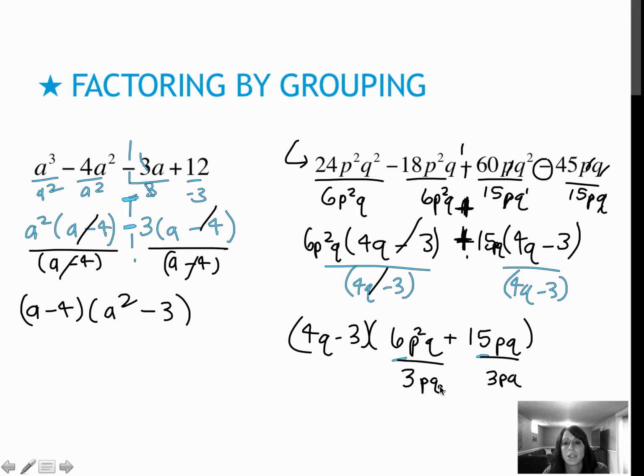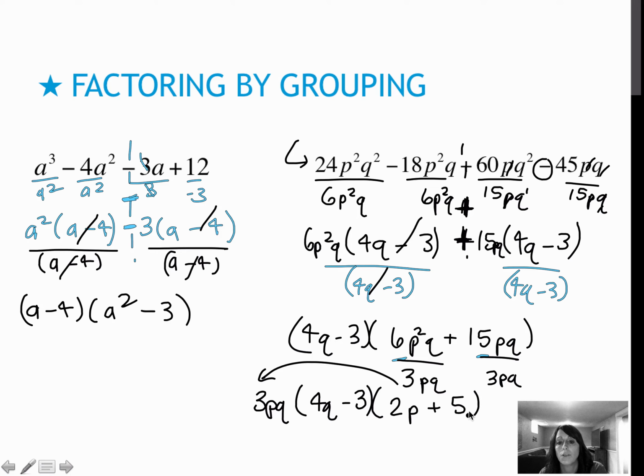If I reduce this by 3pq, again, I'm going to put that 3pq out front. And it doesn't matter the order that I write this because multiplication is commutative, which means the order doesn't matter. So I'm going to take this 3pq, put it out front, and then write whatever's left over, which looks like 2p plus 5.